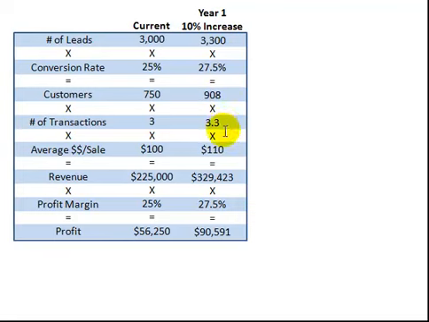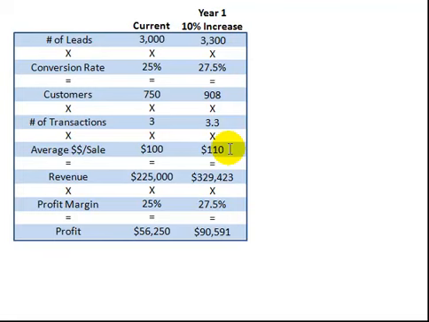And let's say that we got them to buy 1 more time every 4 months. That's 3.3 times per year they're buying from us, with an average sales transaction of just $10 more, or $110. What can we do to get them to come back and buy from us more often and spend more money with us? Can we have an upsell program? Can we have a cross-sell? Can we have some type of an incentive for them to buy more?